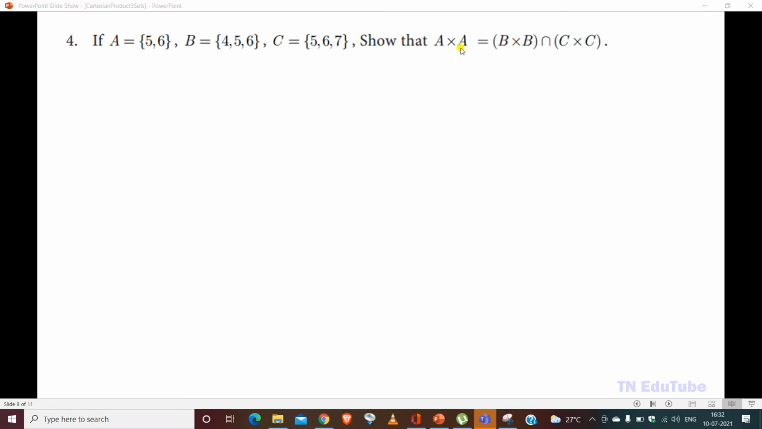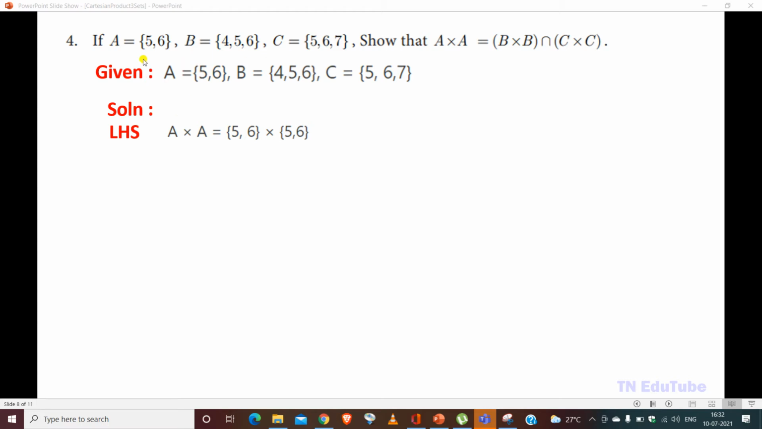A cross A is the left hand side. You take the intersection of these two sets, and it should be equal to A cross A. We have to show like this. Given the three sets, A cross A means the A set is {5, 6}. Write it 2 times. That is A cross A. So the set of ordered pairs you get is (5,5), (5,6), (6,5) and (6,6). This is the left hand side of this equation. So it is equation number 1.